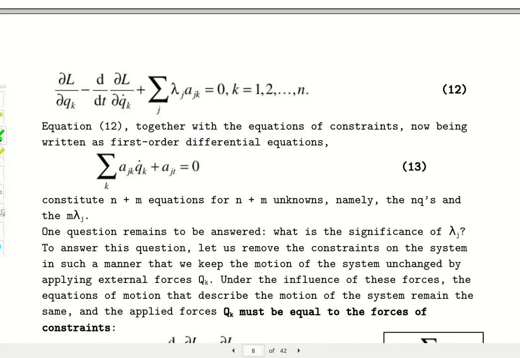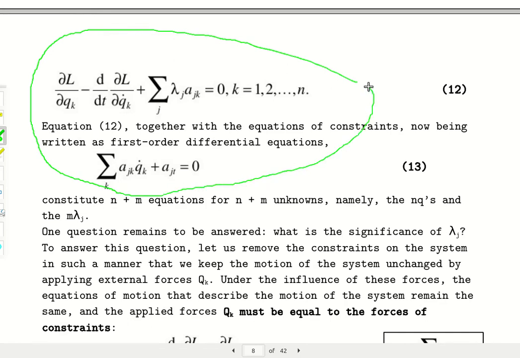So you have to remember these two things to solve any kind of problem where there are some constraints. Whether the constraints may be holonomic or non-holonomic, we can solve those problems by the Lagrangian equation, equation number 12, with the condition written in equation number 13.